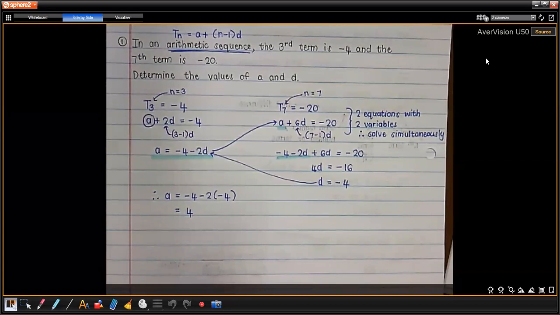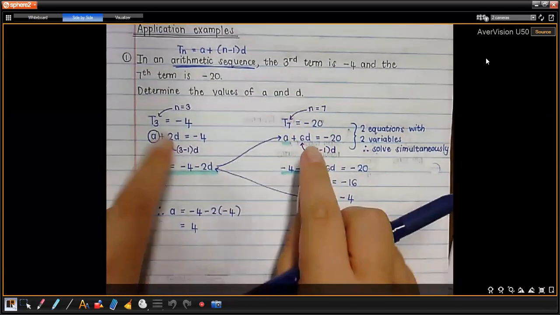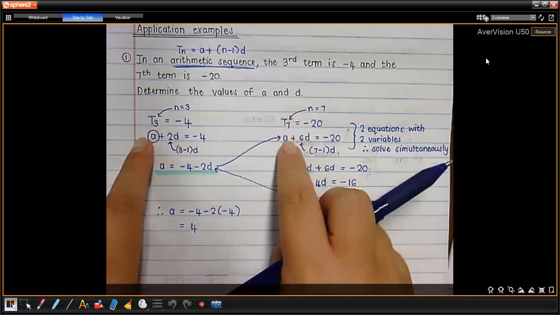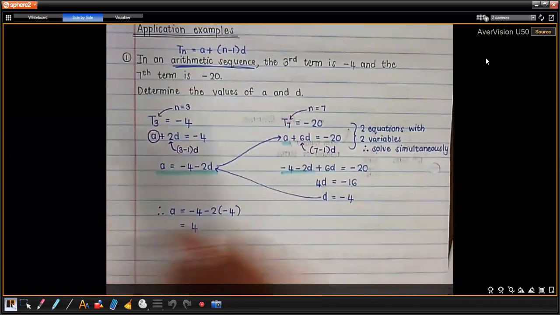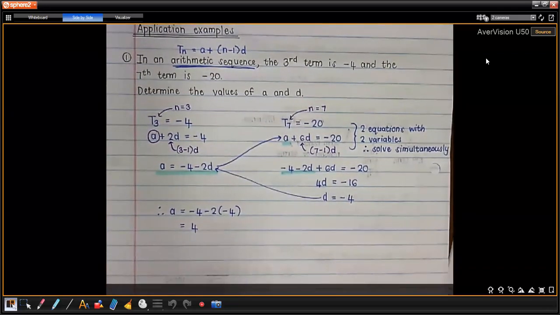Okay, so guys, that is what you do whenever they are giving you two terms of a number pattern. You're going to use, in this case, the A plus B minus 1 D formula to rewrite those two terms in terms of A and B and then solve simultaneously. So guys, they don't always ask you just for the values of A and B. They might ask you for the values of the first 3 terms, for example.